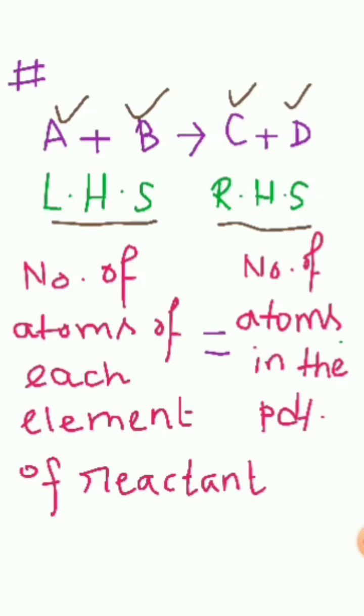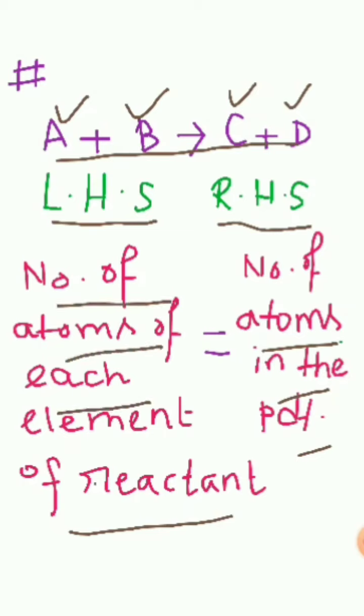Balancing such chemical reactions means the number of atoms of each element in the reactants equals the number of atoms in the products, right? That means all the atoms present in the reactants will be equal to the number of atoms in the products. To balance this equation, we have to maintain the law of conservation of matter.